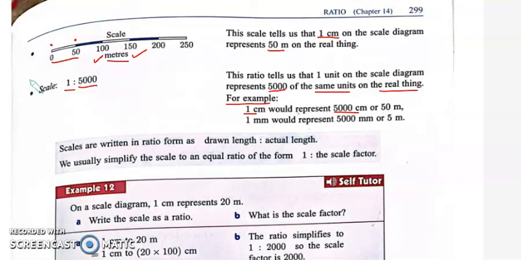1:5000 means if you take 1 centimeter, that would represent 5000 centimeters. And how many meters is 5000 centimeters? You divide by 100 and that gives you 50 meters. That is why 1 centimeter would represent 5000 centimeters, or 50 meters.